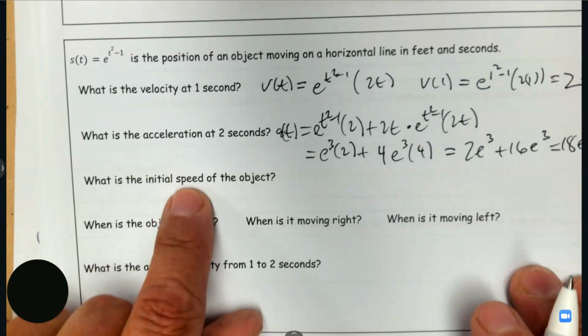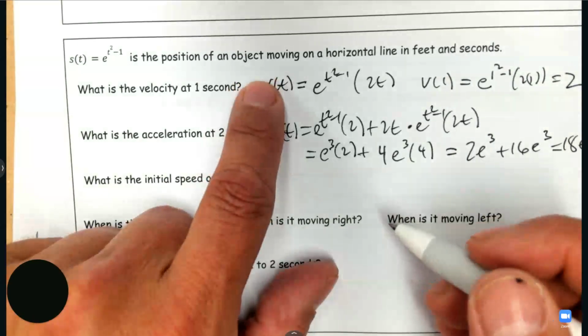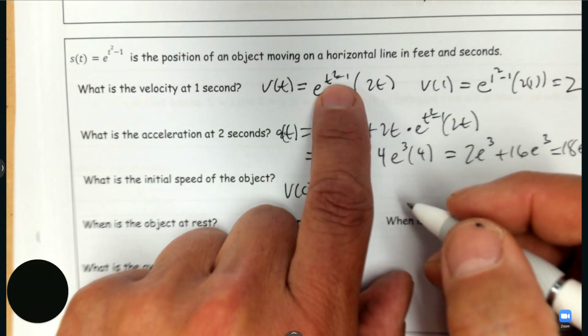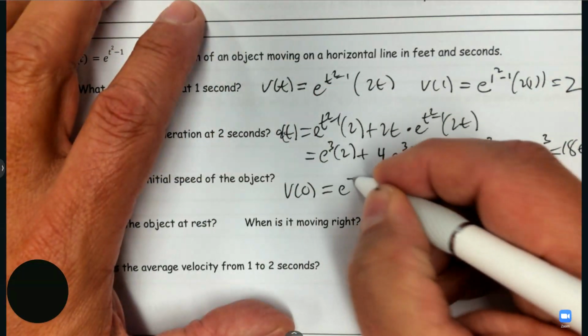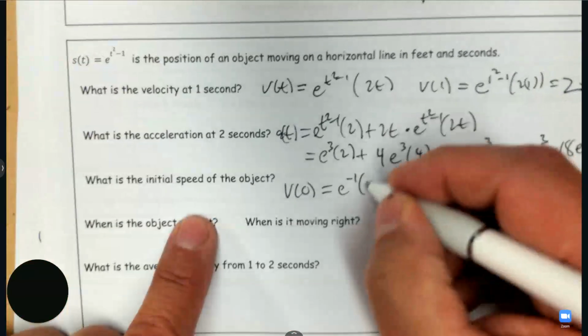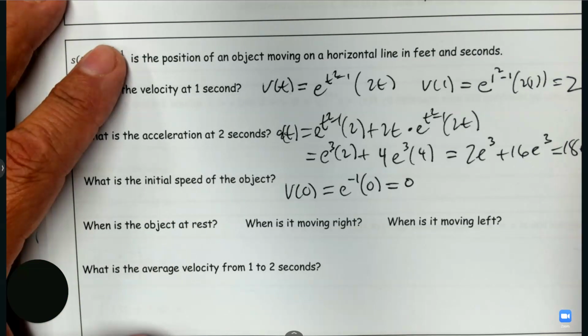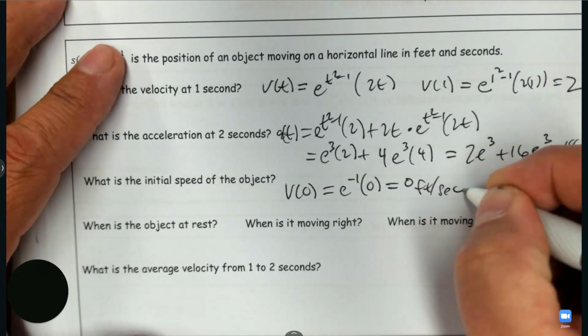All right, what's the initial speed of the object? So we're going to take the velocity and plug in 0. So if I plug in 0, I get e to the -1 times 0, which is just 0. And that would be feet per second.